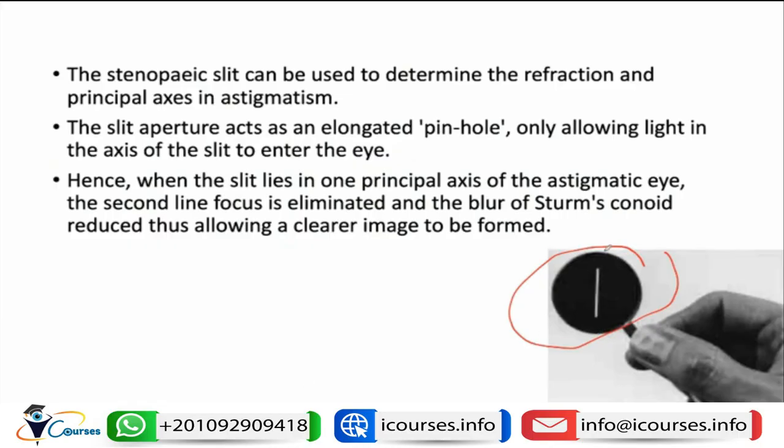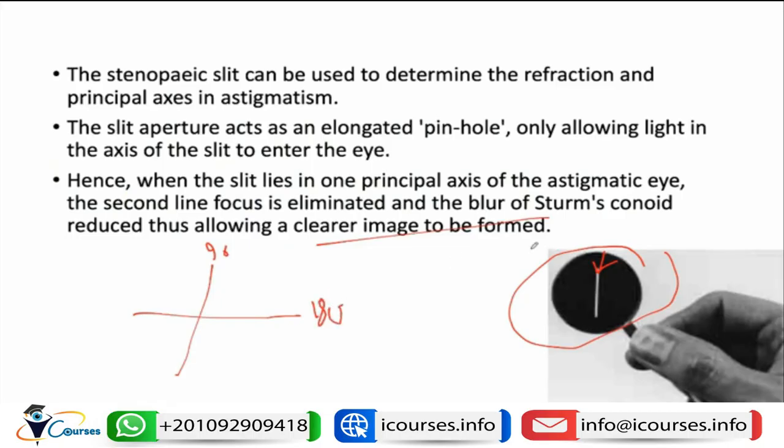It allows only light that passes through the slit to enter the eye. And when the slit lies in one principal axis of the astigmatism, the second line focus is eliminated and the blur of the conoid of Sturm is reduced, allowing the patient to see a clear image. So let's say, for example, that the patient has astigmatism and the meridians of the greatest and lowest power are at 90 and 180.